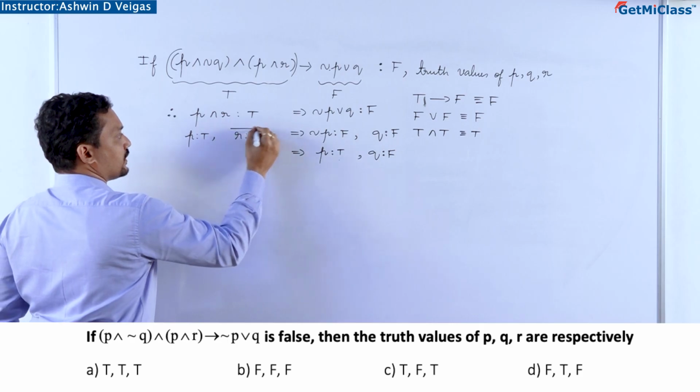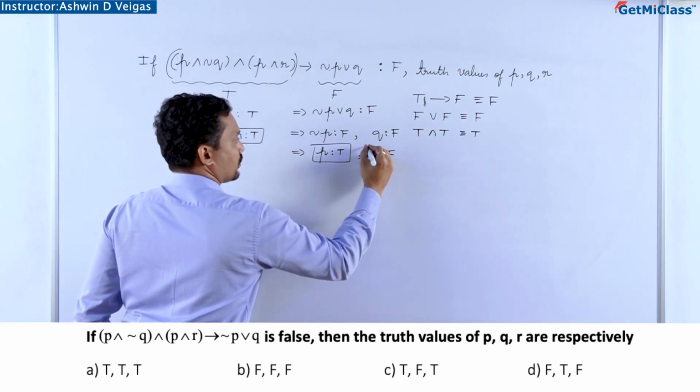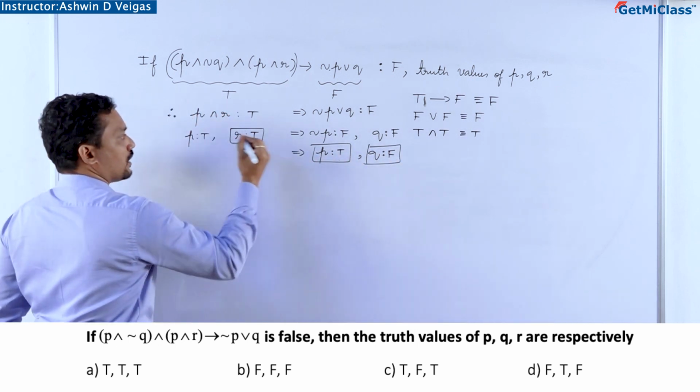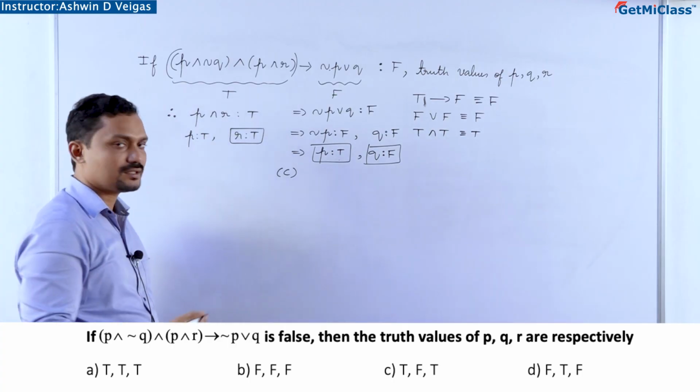Therefore, the answer is here: P is true, Q is false, R is true. Now, this is found in option C, therefore option C is the answer.